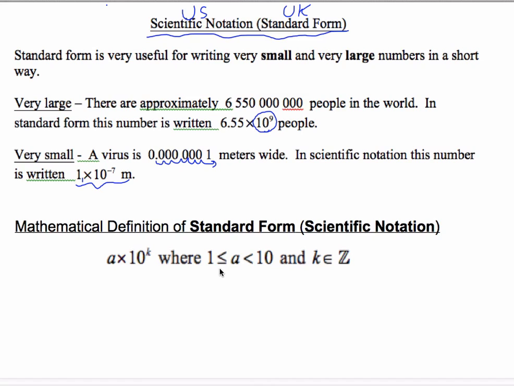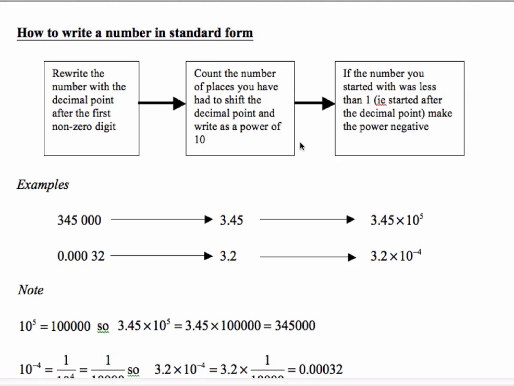Notice here we have equality. a can be 1, like in this example, 1 times 10 to the power of negative 7, but it can't be 10. It can be 9.999 or something, but it can never be 10. If it was 10, then we'd move the decimal back and we'd have 1.0. So if you have 10 times 10 to the power of negative 7, that's not in scientific notation or standard form; you would write that differently. And k indicates that this has to be an integer, positive or negative, sometimes even 0.